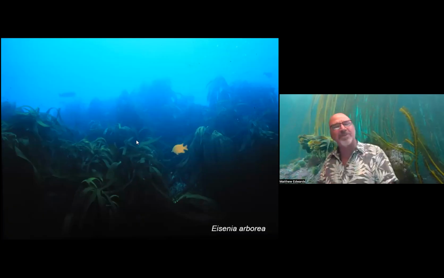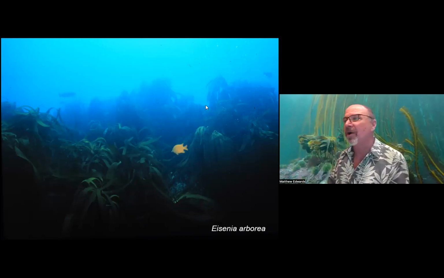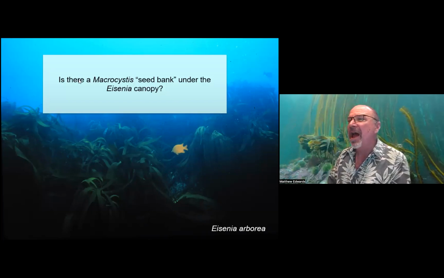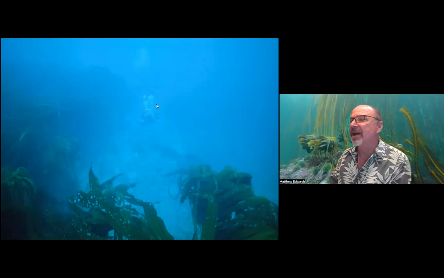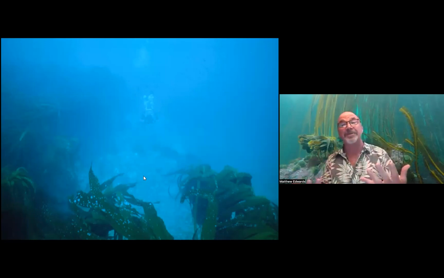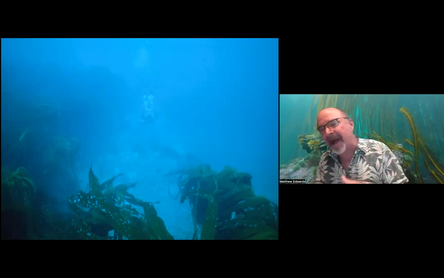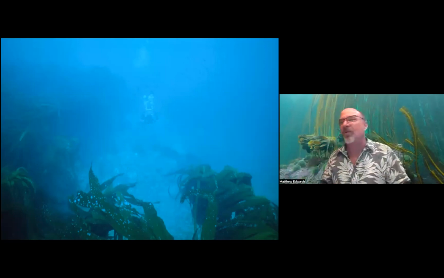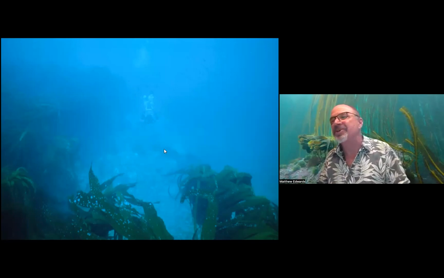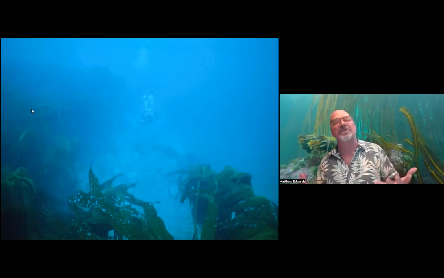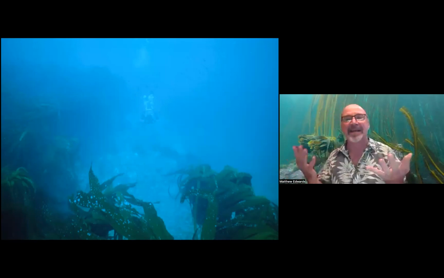So to do this, we created some similar experiments to what we did up in Stillwater. Here's the Eisenia bed down at Punta San Roque. We went in and we asked, is there a seed bank under this? To do it, we simply excluded it. Here's a diver, if you can see it for scale. And this is a 100 square meter clearing that we replicated 3 times. And we did these clearings, and then we came back the following recruitment year. And the idea was, did we get giant kelp recruitment into these areas where it didn't occur on the outside? So just remove the competitors, the seed bank takes off.